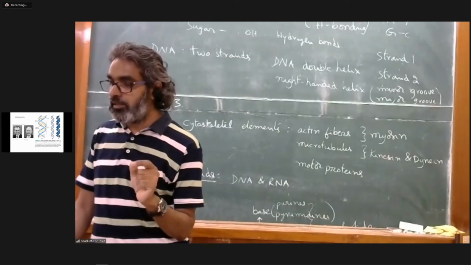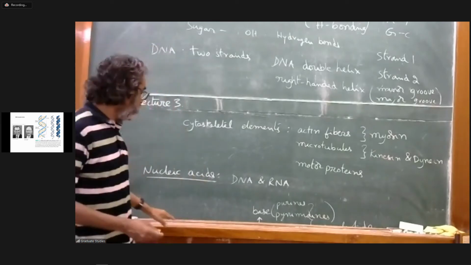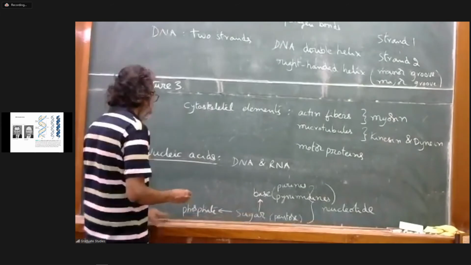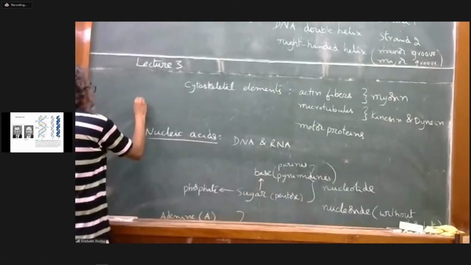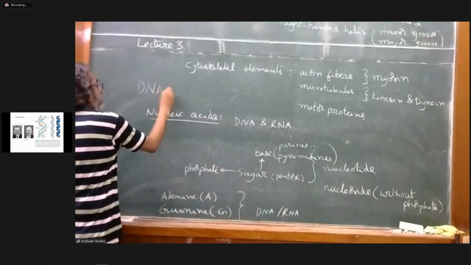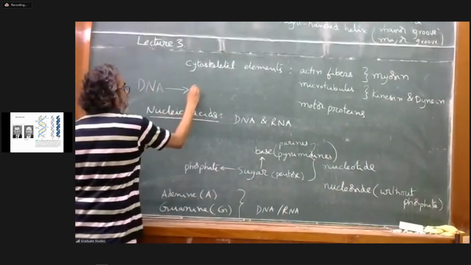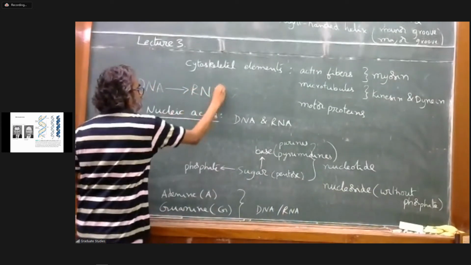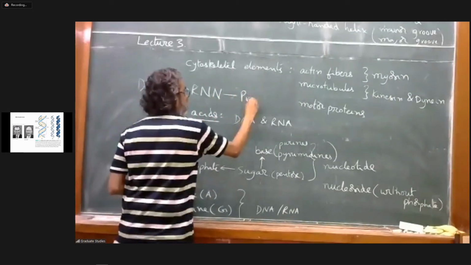We know that the information is actually, so there is something called the central dogma. For example, DNA gives rise to RNA, gives rise to protein, right?